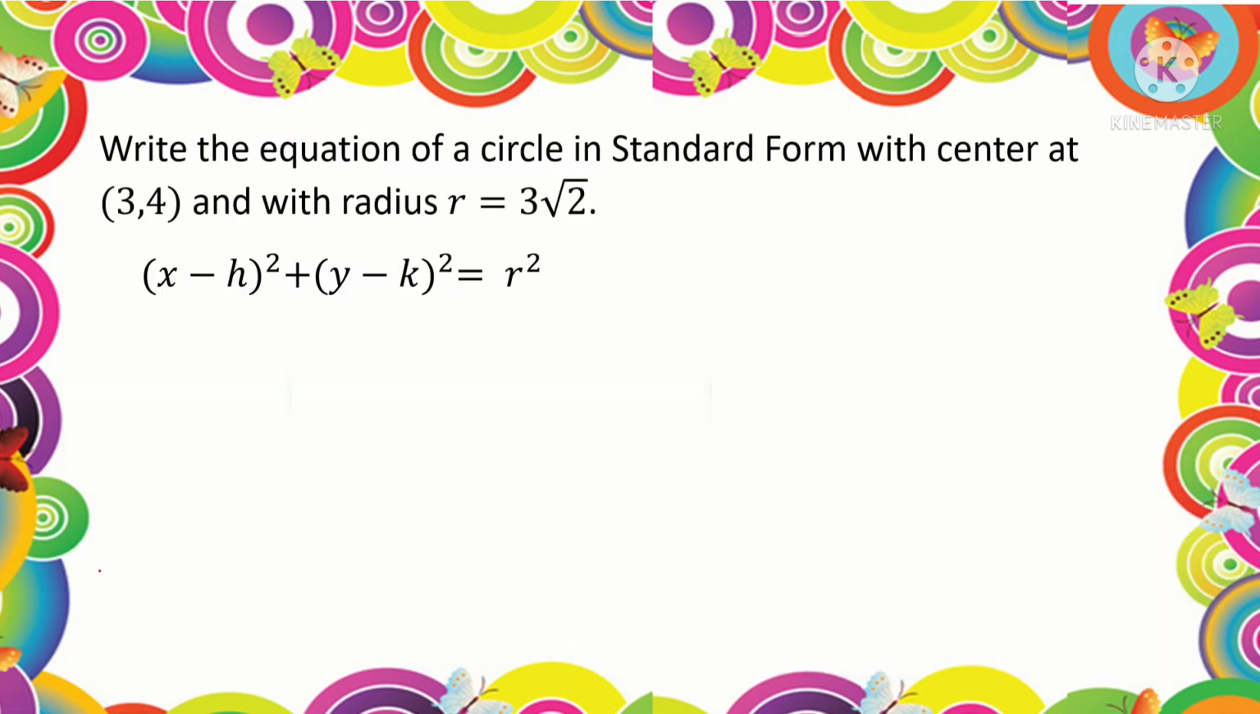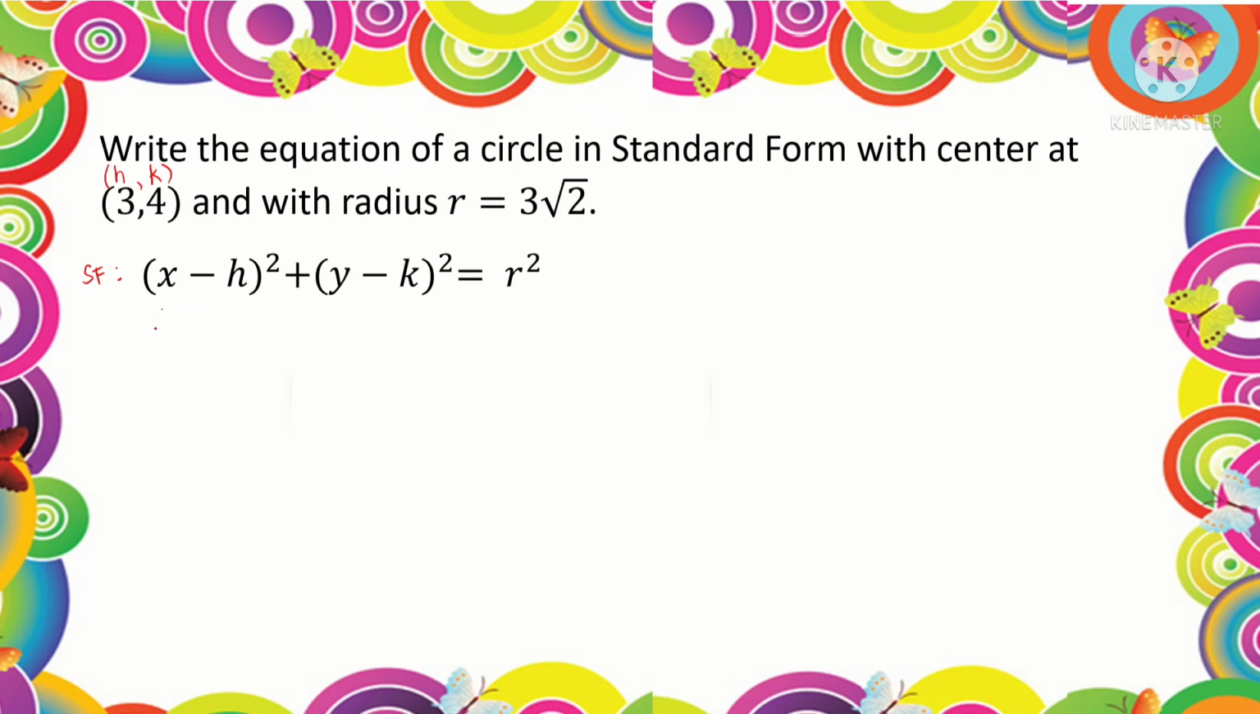Next, write the equation of a circle in standard form with center at the point (3, 4) and with radius r equal to 3 square root of 2. So again, this is the standard form of the circle. Note that the center is at the point (3, 4), where our h is 3 and the value of k is 4.